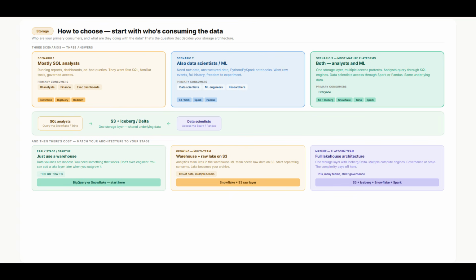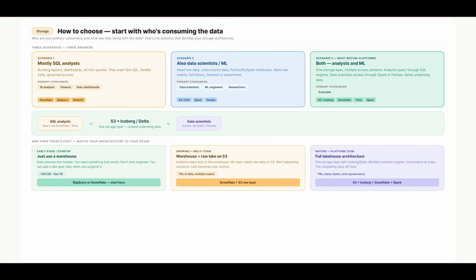So how do you actually choose between all these storage options in practice? Start with the question, who are my primary consumers and what are they doing with the data? If it's mostly SQL analysts running reports and dashboards, a warehouse or lakehouse is your answer. The query performance is there. The SQL interface is familiar. The governance and access controls are built in.